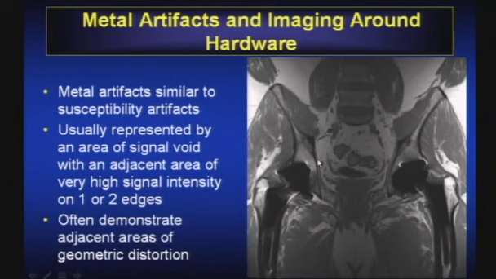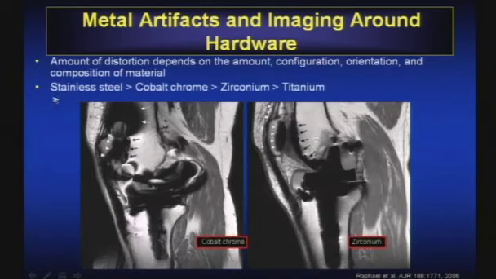So I'm going to tell you a few things initially that you all realize anyway. Metal artifacts are similar to susceptibility artifacts. We know that. They're usually represented by an area of signal void, often with an area of high signal intensity adjacent to it, and they often demonstrate areas of geometric distortion. So here we're looking at total hip replacements in the bilateral femora and acetabulum, and you can see this actually looks pretty good. You're probably impressed with those. Well, you can see that it depends on the amount, the configuration, the orientation, and the composition of the material that we're using.